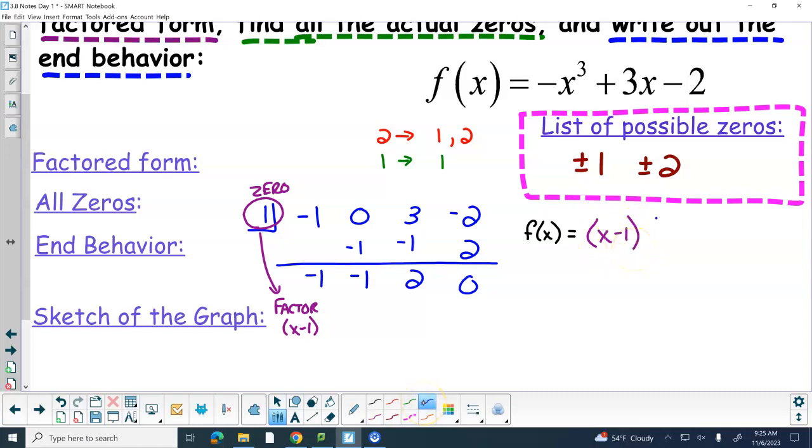And then that's going to be times negative x squared minus x plus 2. Can negative x squared minus x plus 2 be factored? Micah, you factored it. What did you get the factor to be? Negative x plus 1, x plus 2.